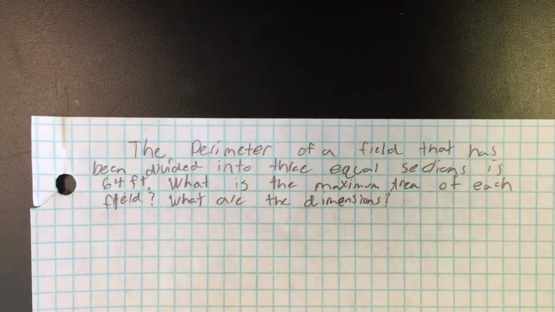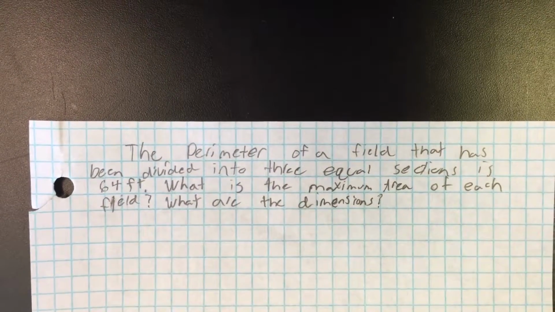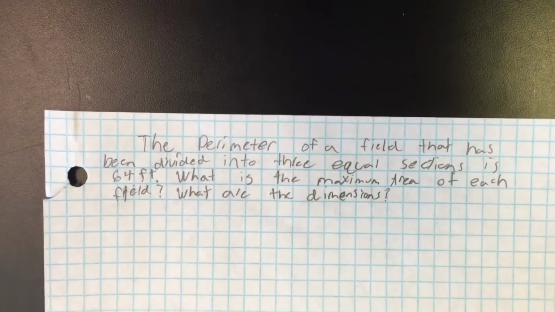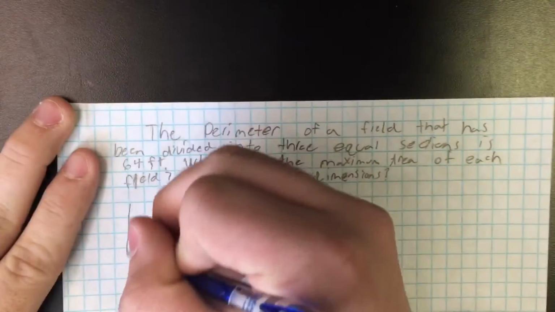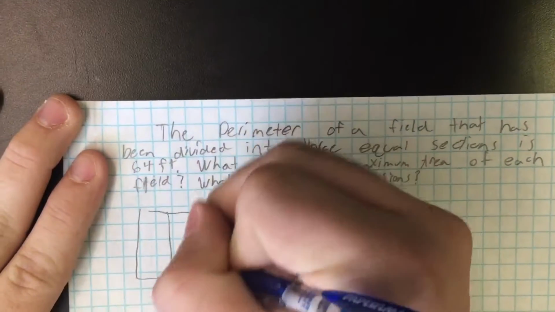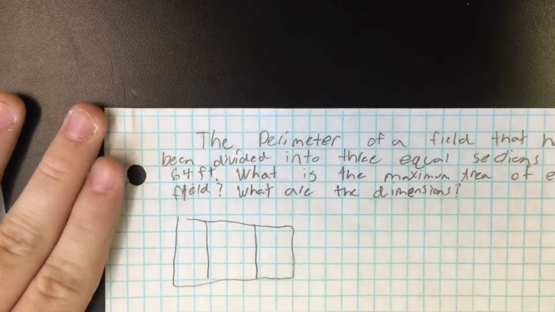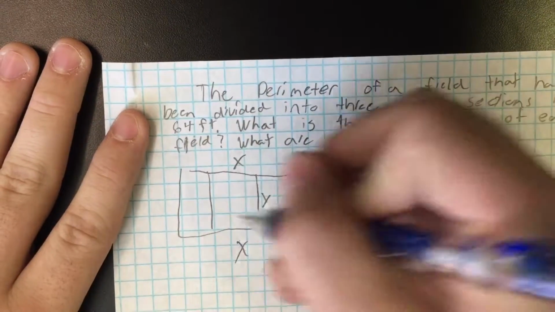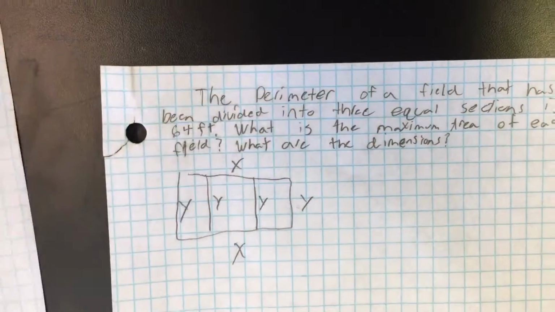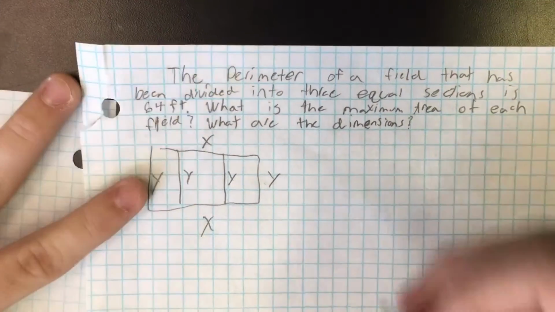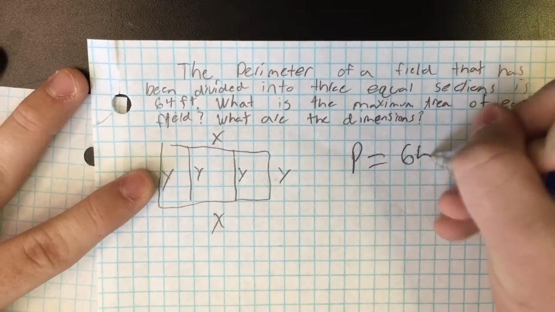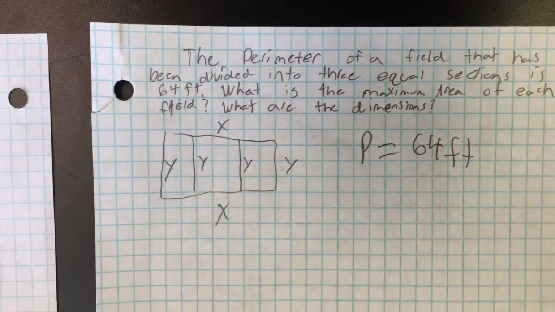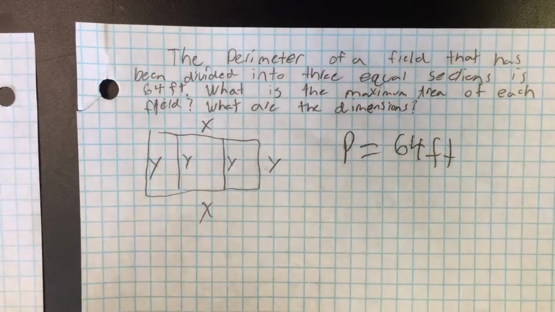Okay, so the problem I have is find the area of a divided rectangle. My problem is the perimeter of a field that has been divided into 3 equal sections. So that would be divided into 3 sections, and then we can call this side x, and this side x, and this side y. And then all these are going to be y. Divided into 3 equal sections is 64 feet. So we know that the perimeter is 64 feet. So we need to find the maximum area of each field and the dimensions.